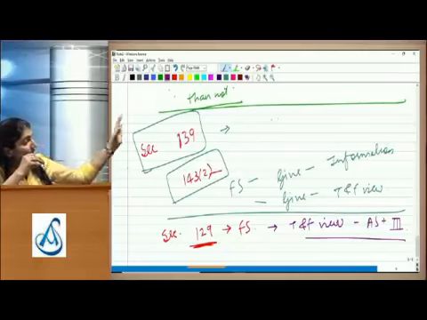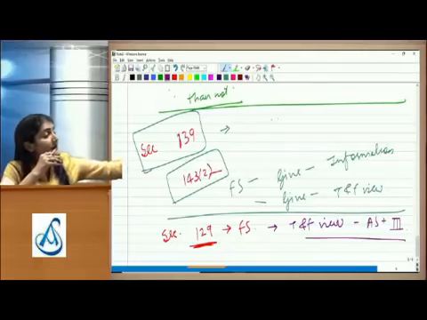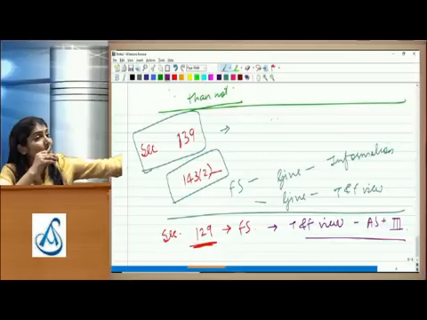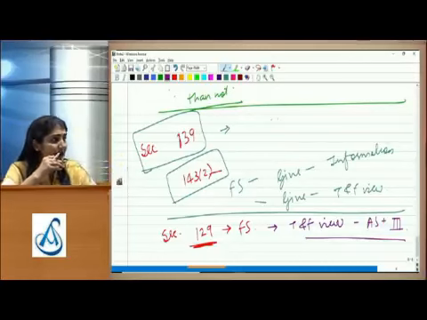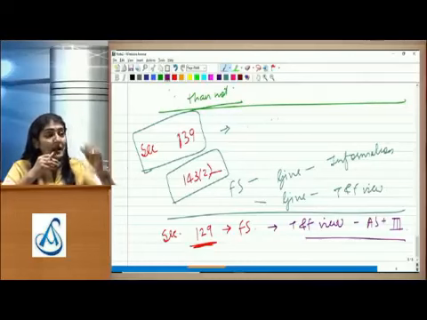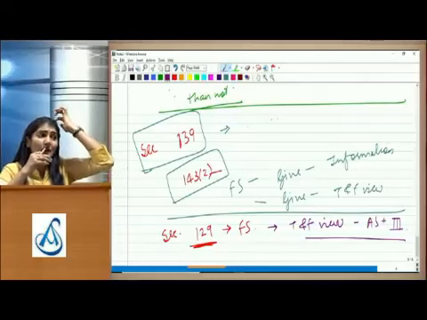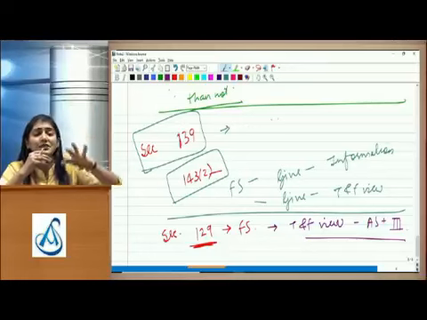What does 129 say? When can you say that the financial statements of a company are giving a true and fair view? When they are in compliance with Indian accounting standards and Schedule 3. So now, can anybody draw a direct correlation between 143(2) and Section 129?